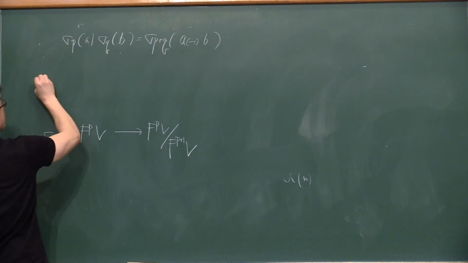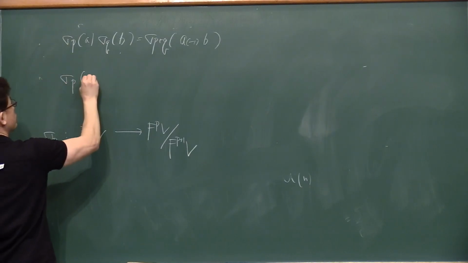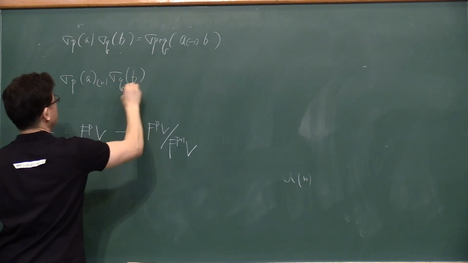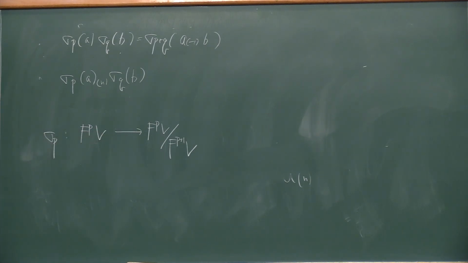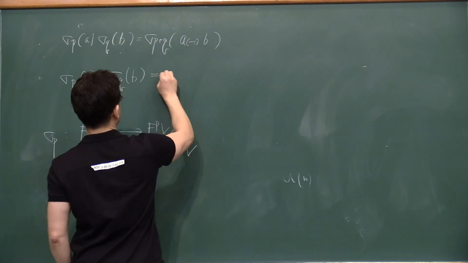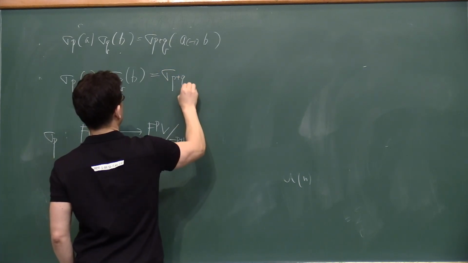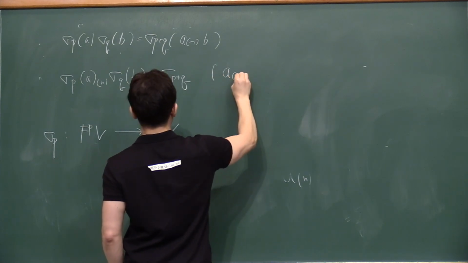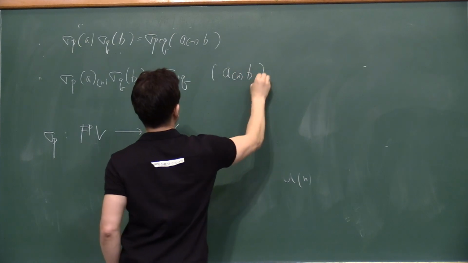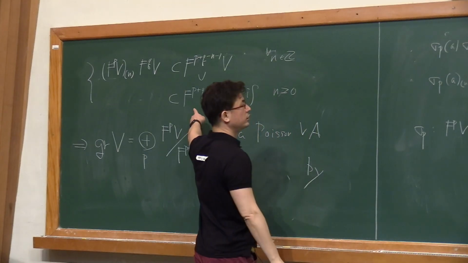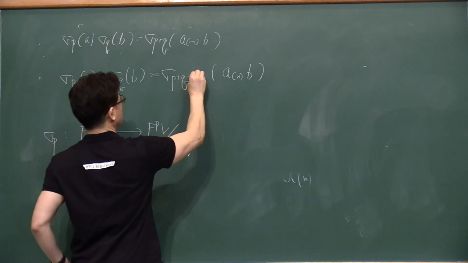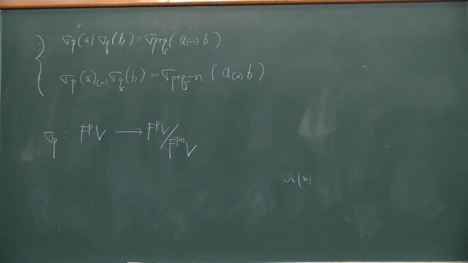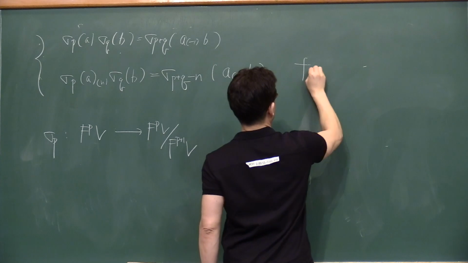And also there's a Poisson-like structure. So you have the nth product for non-negative n. So this is defined by F^{p+q}. So you consider a_{(n)}b, which sits in here. So we take the symbol in here for non-negative n.